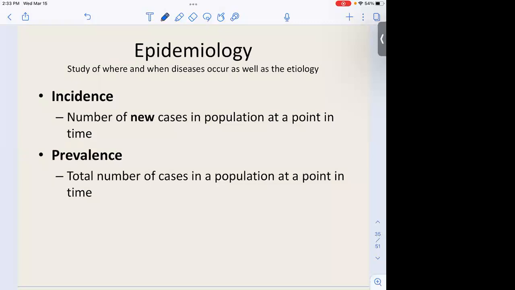So an epidemiologist, basically, a big part of their job is asking the right questions, as well as the statistical analysis. So a lot of math with epidemiology.